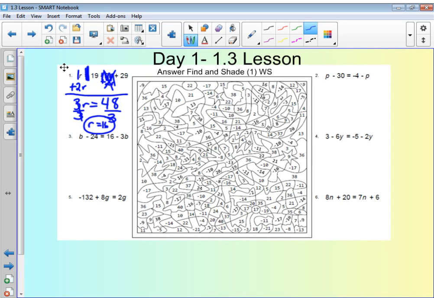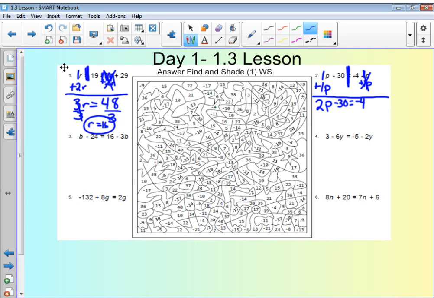Okay, so let's try number 2. So once again, whenever you just have a letter, it's the same as a 1. So if you visually need to have that 1 in there, then put it in there. Okay, so here's my equal sign. Right here, I like to have the P's on the left side. So I'm going to get rid of the one on the right side here. Right now it's a -1P, so I'm going to say +1P and +1P. So now I have 2P, and I still have -30 equals -4.